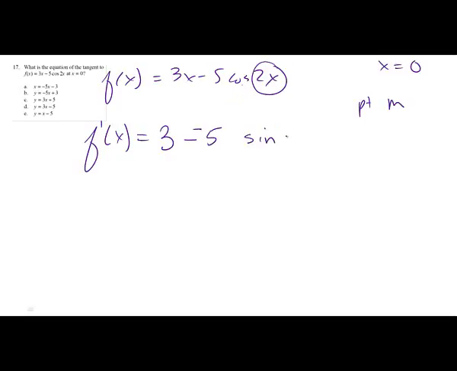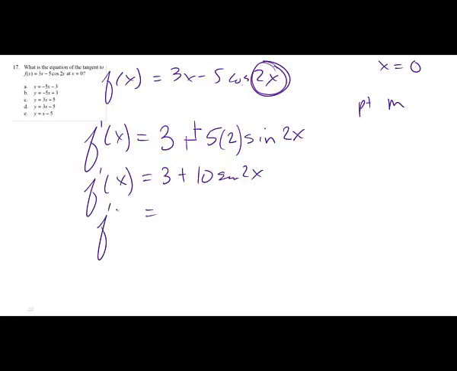Negative sine. Notice I left space, right, of 2x. And then what's the derivative of the 2x? 2. And I threw that up front. The double negative is going to go positive. Before I evaluate, I'm going to go ahead and simplify that. 3 plus 10 sine 2x. So f prime of x equals.